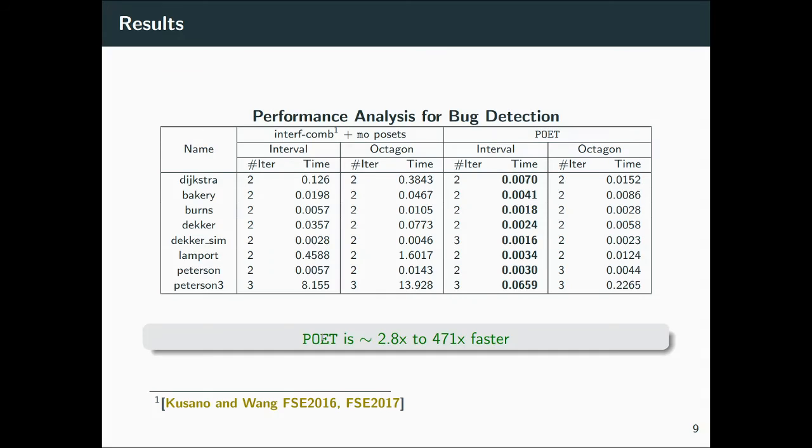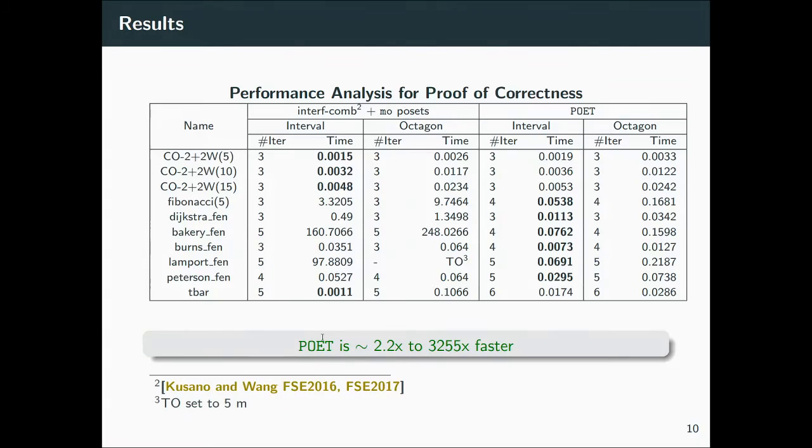All of these benchmarks are mutual exclusion benchmarks designed for sequential consistency. Hence, they are buggy under array. As you can see here, poet is consistently faster than the analysis using interference combination.